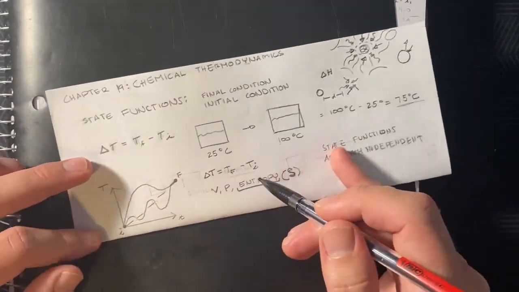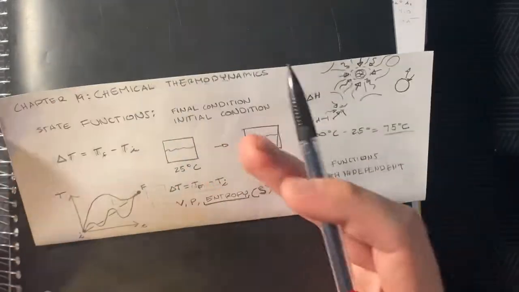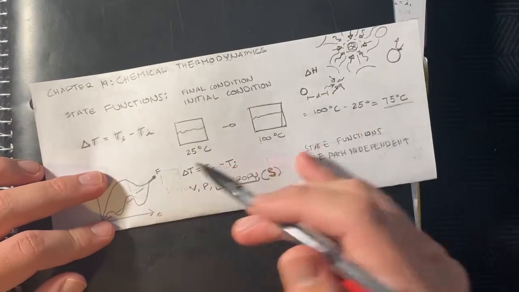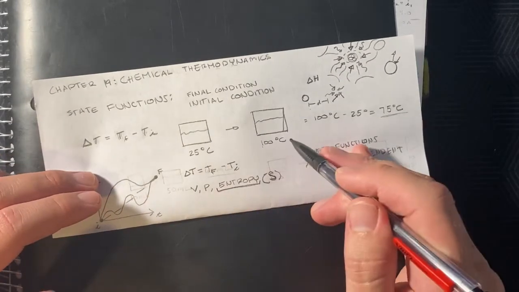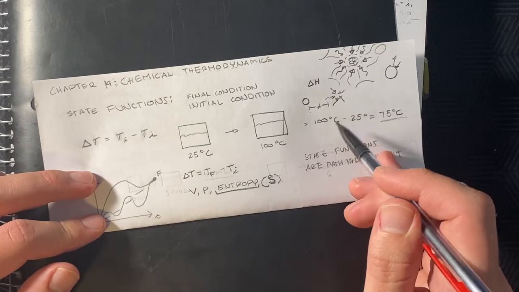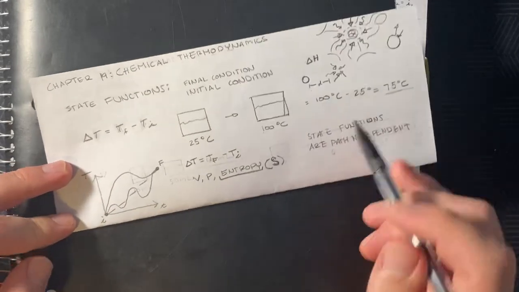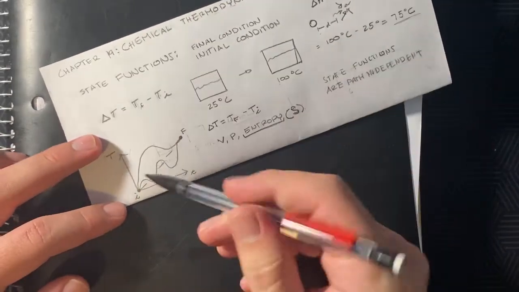Well, it doesn't really matter how you do that in terms of if we're looking for the change in temperature, we're just going to be looking for the final temperature minus the initial temperature. So that would be your 100 degrees Celsius minus the 25 degrees Celsius, and we can see that there's a 75 degrees Celsius of change. And here I illustrated it in a graph. So you can take multiple paths.